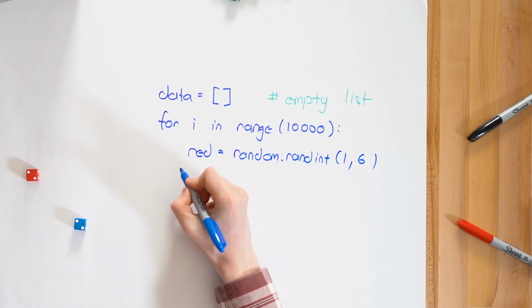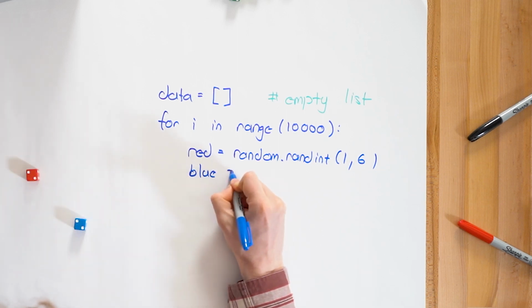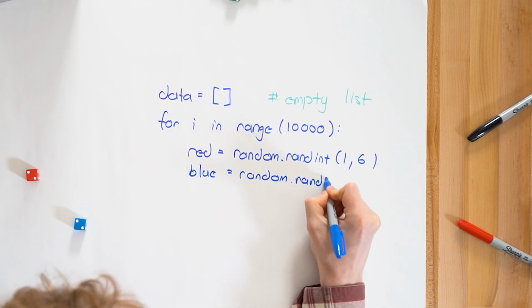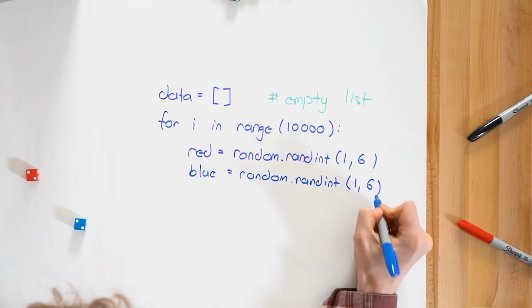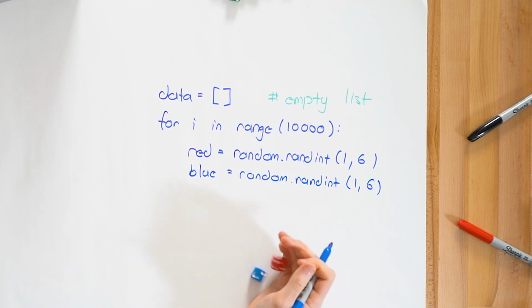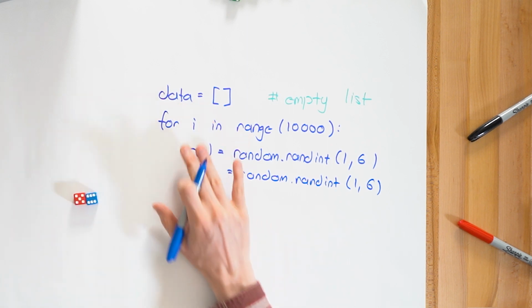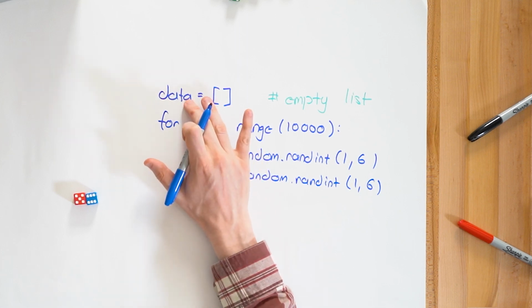I'm going to do the exact same thing with blue. Blue is equal to random.randint(1,6), and this rolls the blue die. So what we have is we've rolled 2 die, and now we need to collect this data in the variable data.